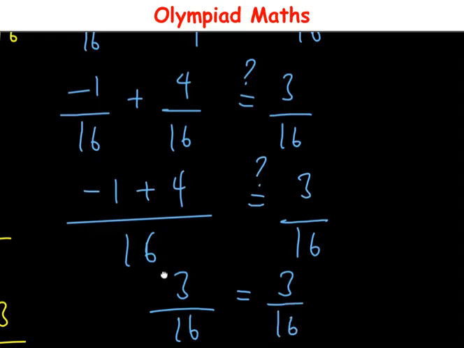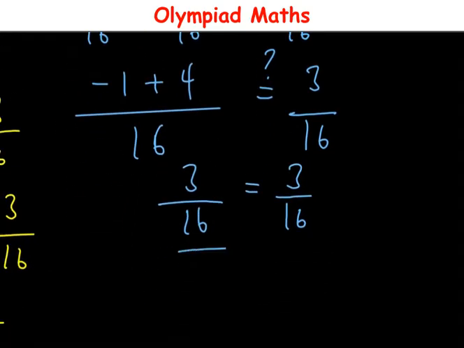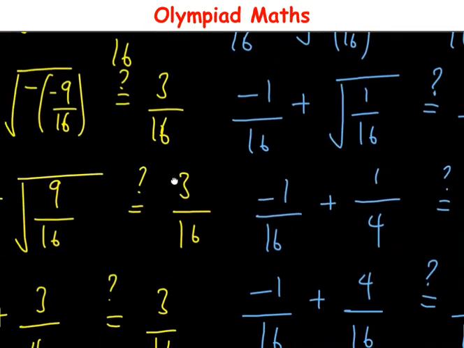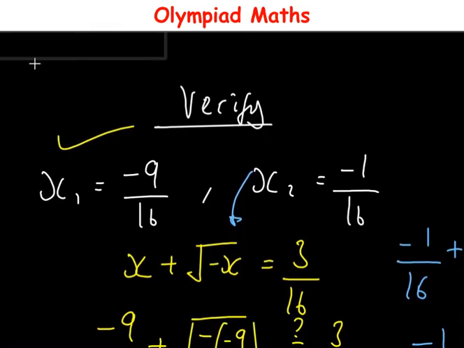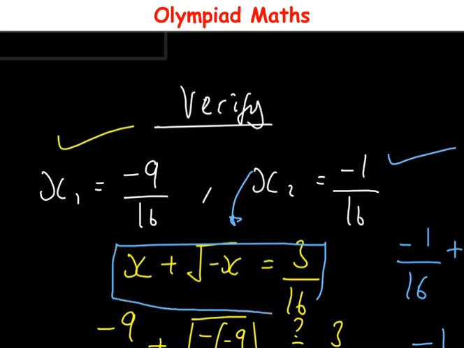So looking at this, since they are equal to each other, this also means that the value of x2 that we got as minus 1 over 16 is also the correct solution for the given question. So with this, I hope you all learned one or two things from this video.